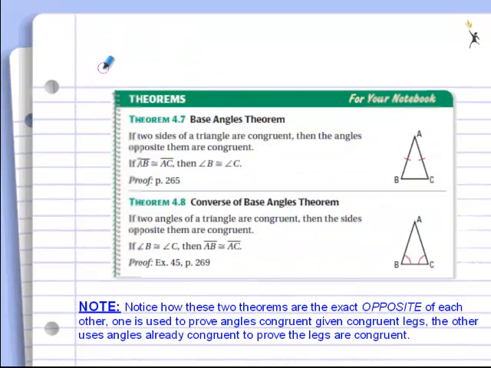Now that you understand where those positions are or what those parts are, let's talk about the theorems that identify isosceles triangles. One of them is the base angle theorem. It says if two sides of a triangle are congruent, then the angles opposite them are congruent. If two sides of a triangle are congruent, then the angles opposite them are also congruent. So in here we see that AB is congruent to AC. And because AB and AC are congruent, angle B and angle C are also congruent.